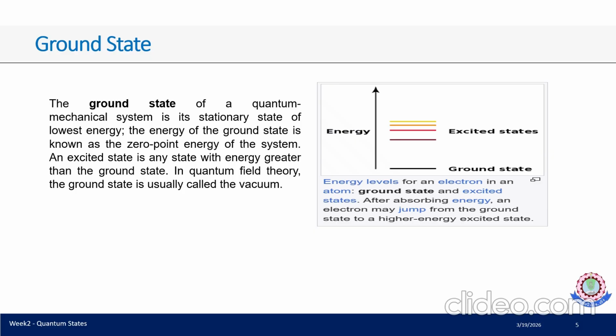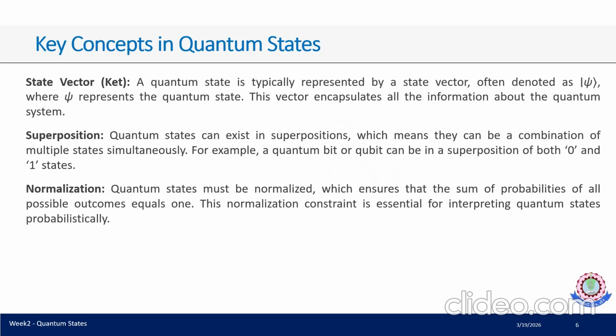After observing the energies, an electron may jump from the ground state to a higher level excited state. So we can't measure what the answer is going to be in the quantum computer because of this jumping of states. So, key concepts in quantum states.